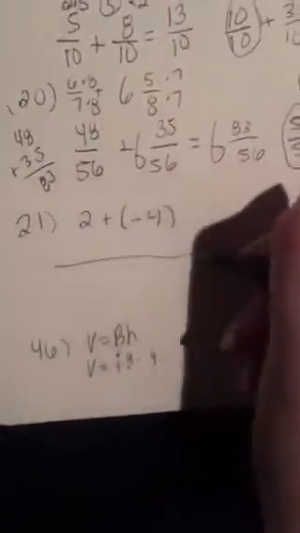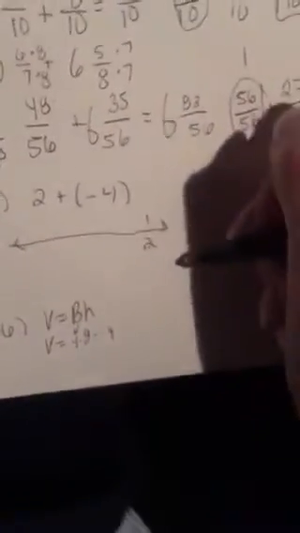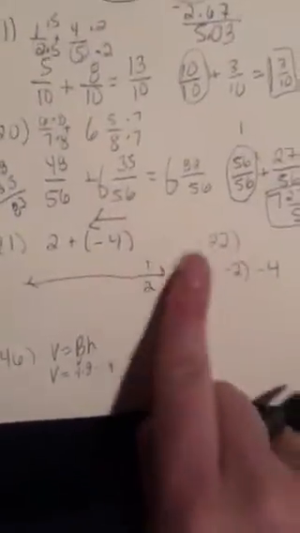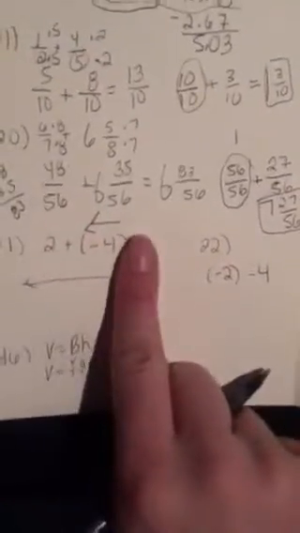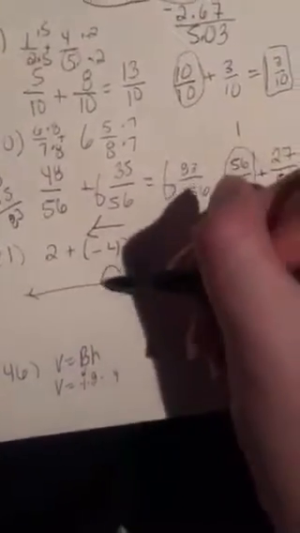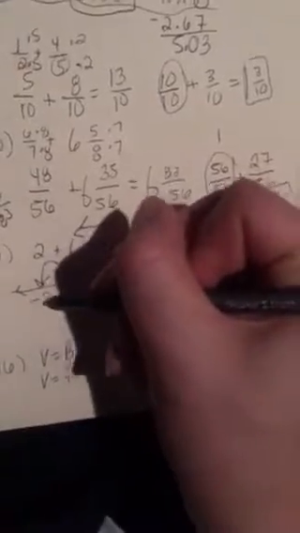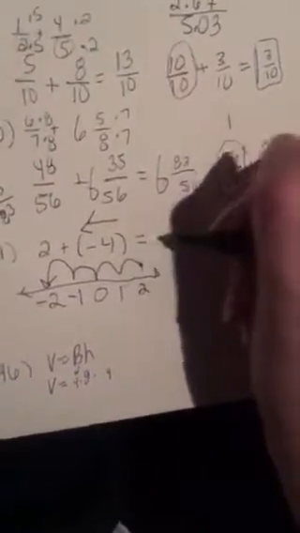21 and 22 are addition and subtraction with integers. So keep in mind you can always use a number line. So I'm starting at positive 2. And I'm adding a negative 4. Which means if I'm adding negatives, I'm going to the left, because I know if I go to the left, eventually I'll get negatives. So I'm going to go to the left 1 time, 2 times, 3 times, and 4 times. So this would be 1, 0, negative 1, and negative 2. 2 plus a negative 4 is a negative 2.